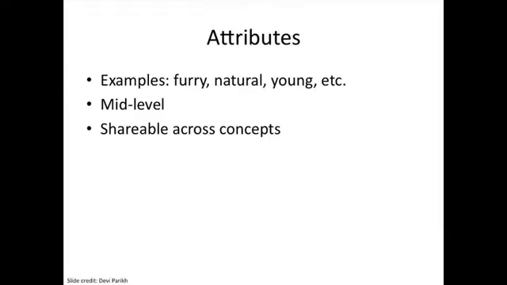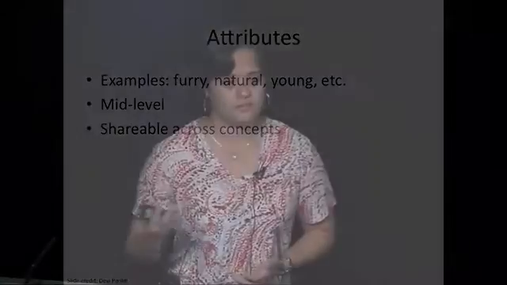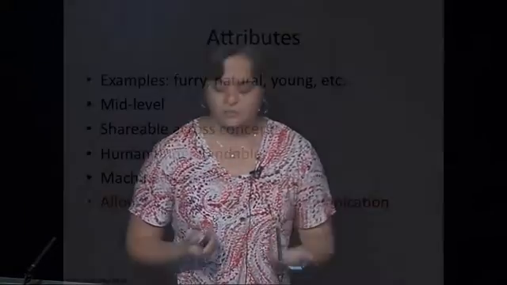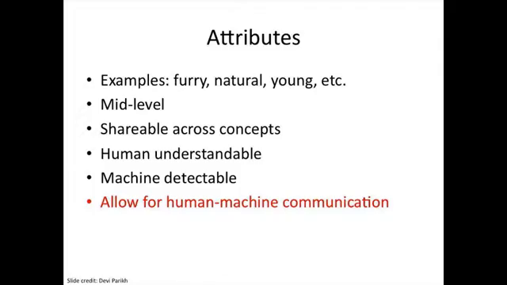And the nice thing about attributes is they tend to be shareable across different categories. So multiple animals can be striped, multiple animals can be furry. What I find exciting about attributes is the fact that they're human understandable, so they have a semantic name associated with them, and they're visual, so there's hope for machines to be able to detect them. And that's what makes them a good form of communication between humans and machines.